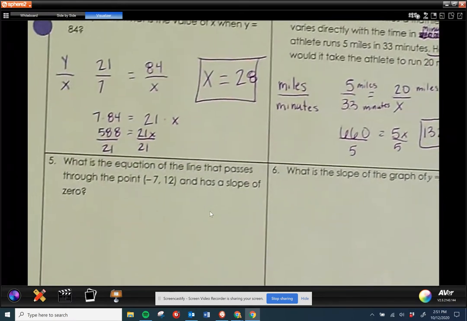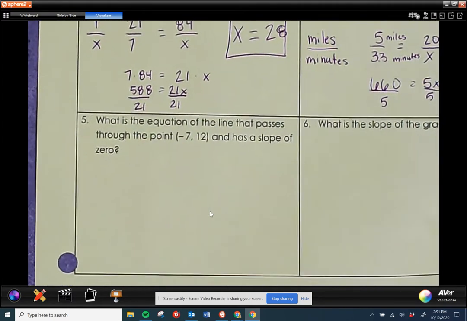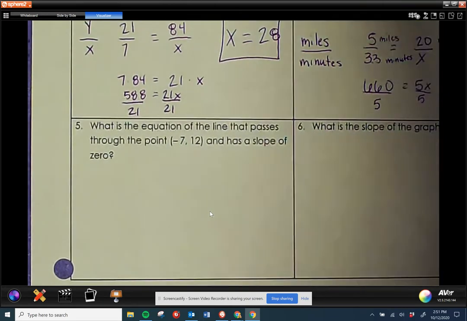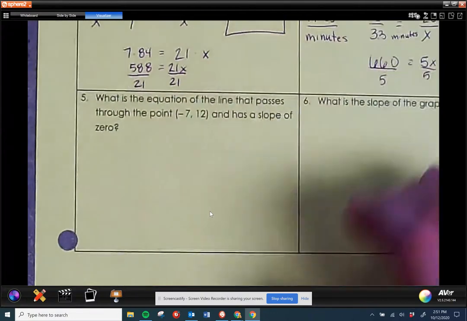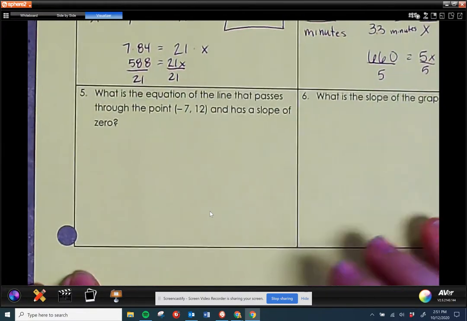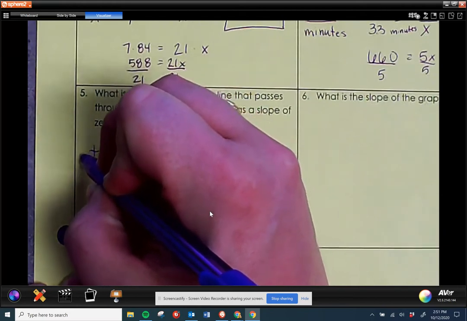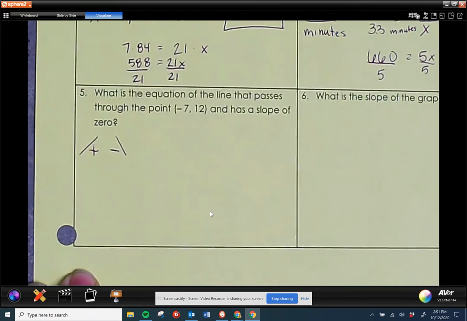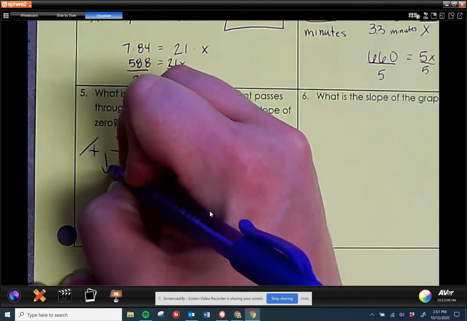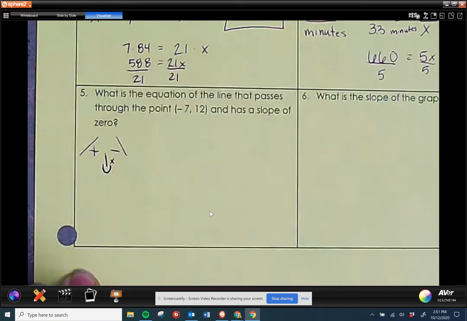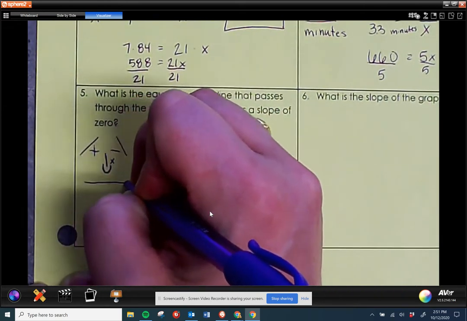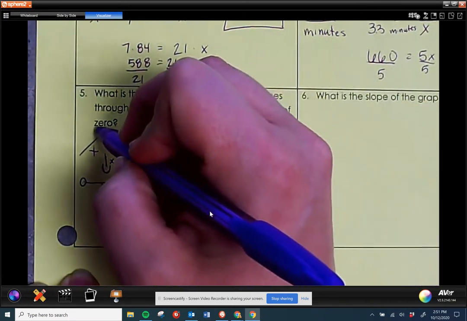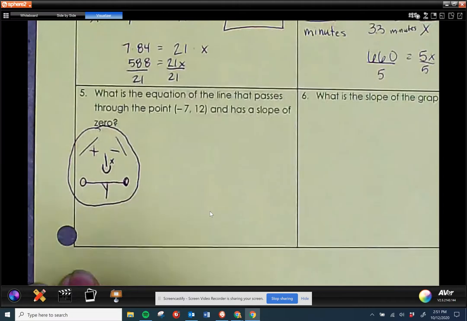Okay, here it says, what is the equation of the line that passes through the point (-7, 12) and has a slope of 0? If you have a question that asks you about a slope that's undefined or a slope of 0, it's a good idea to just go ahead and draw your slope guy who has a positive slope there, negative slope there. His nose is undefined with his little X nose ring. His mouth is 0 with his little Y tongue sticking out, right? And so that is our slope guy.